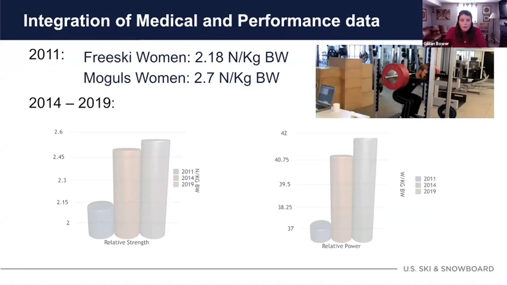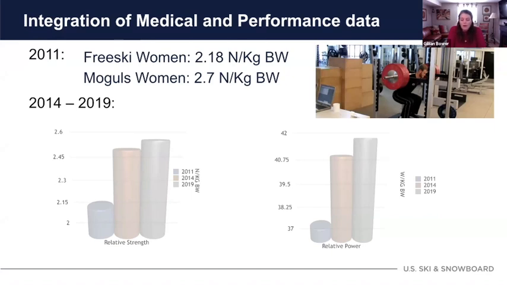In the summer of 2011, it was announced that free ski halfpipe and slopestyle were going to be added to the 2014 games, so we named our first national team. In their inaugural year of 2011-12, they had a 45% season-ending injury rate, which was staggering.